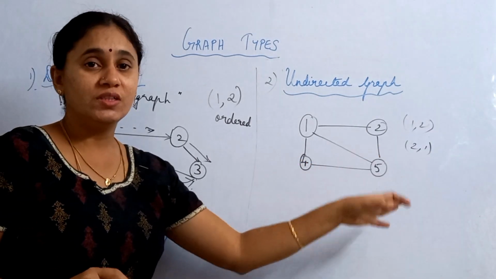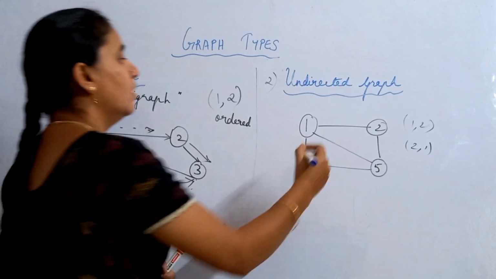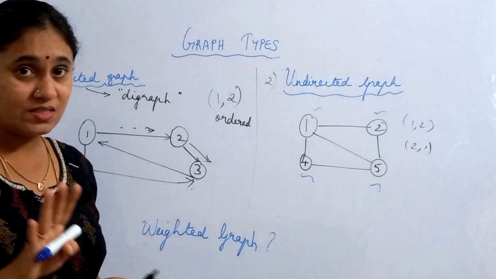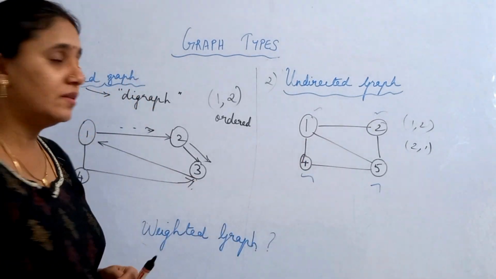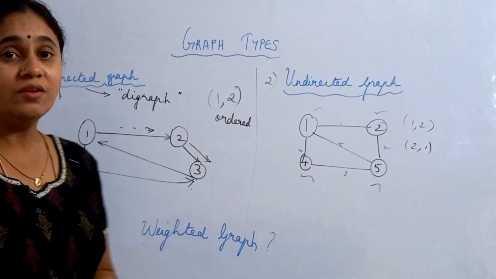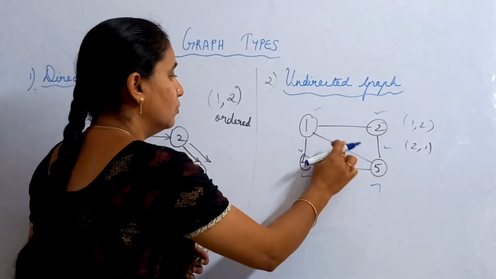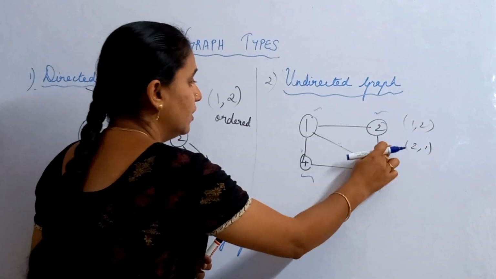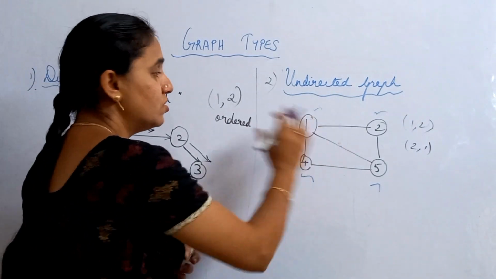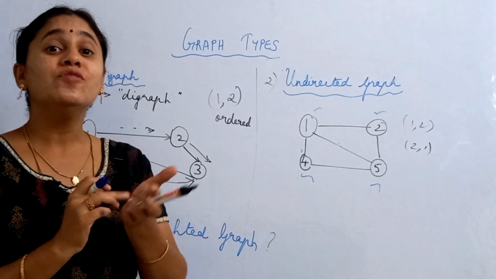Can you tell me what are the vertices and what are the edges? Here the vertices are 1, 2, 4 and 5. These are all vertices. Edges, if you see, how many edges are there? 1, 2, 3, 4 and 5. So there are 5 edges in this graph. If you notice, I have not mentioned any values for the edges. Suppose I don't mention any value for the edges, then it is called an unweighted graph.